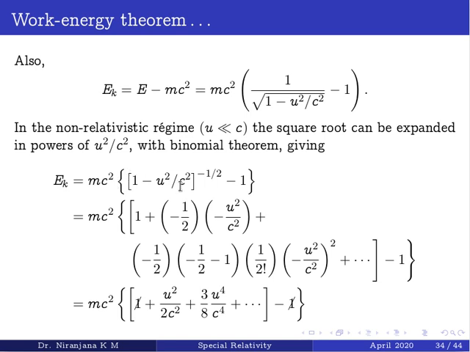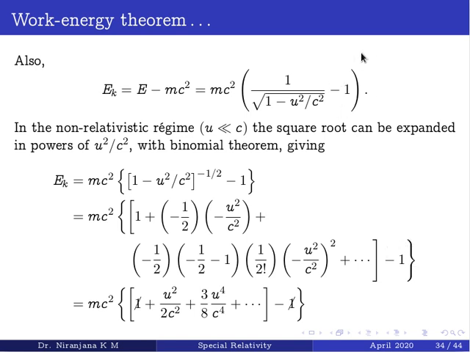So for Ek, we will consider this as 1 minus u square by c square to the power of minus 1 by 2. And when you are applying the binomial theorem, you can see that 1 plus x, let this expression be, to the power of n, the binomial expansion of this expression is 1 plus n into x plus n into n minus 1 into 1 by 2 factorial into x square. So likewise the expansion goes. And after simplification of this expression, you will get this one.